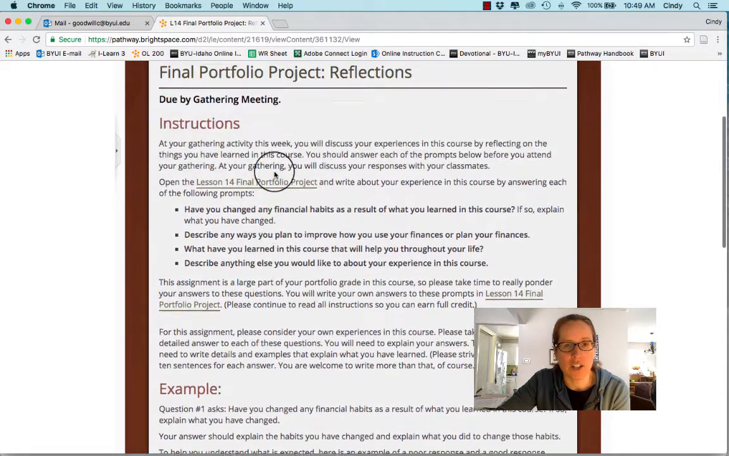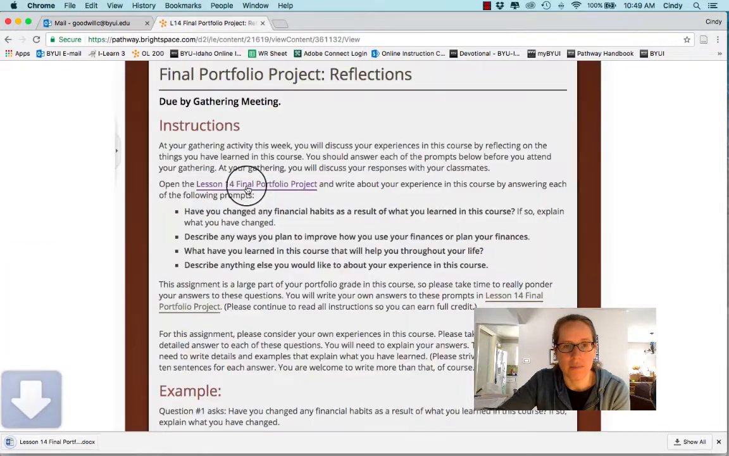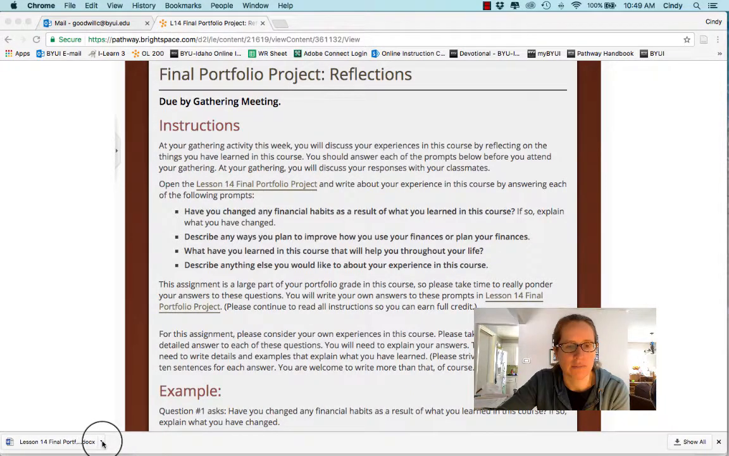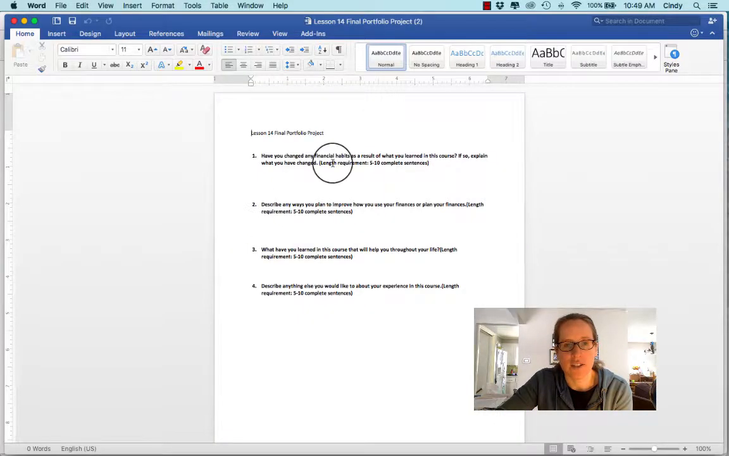And for the portfolio project, if you click in here, you're going to open this up. When you click on this right here, the lesson 14 final portfolio project, it downloads this document for you. And I'm going to see if I can open this up really quick. Of course not, it's not opening. Open. And what this does is it downloads a Microsoft Word document.